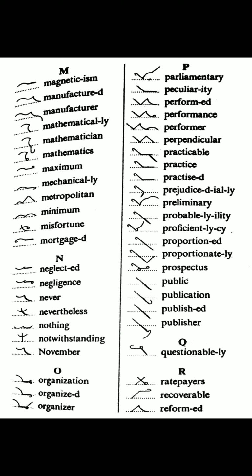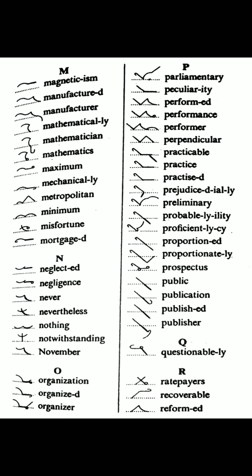P with R hook on the line, another P for proportion and proportioned. P with R hook, another P and upward R for proportionate, proportionately. P with R hook with S circle with K with S circle on the line for prospectus.